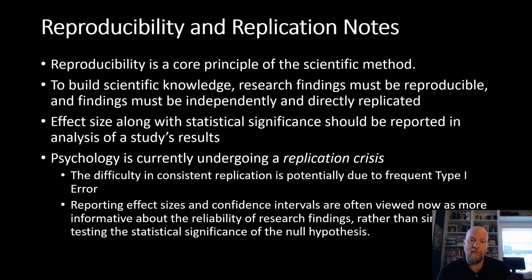There's also a problem that I want to mention that's going on in psychology right now, which is the idea of reproducibility and replication of a study. So reproducibility is a core principle of the scientific method. We've talked about this quite a bit, this idea of replication, right? Someone does a study, they find a result, it's statistically significant. We know that now.